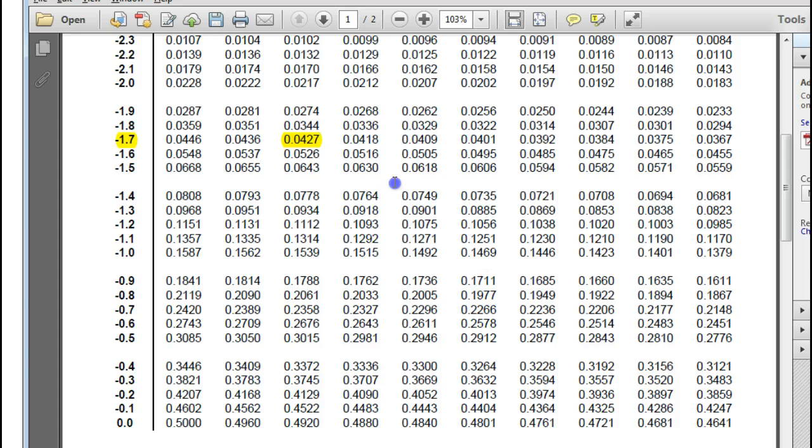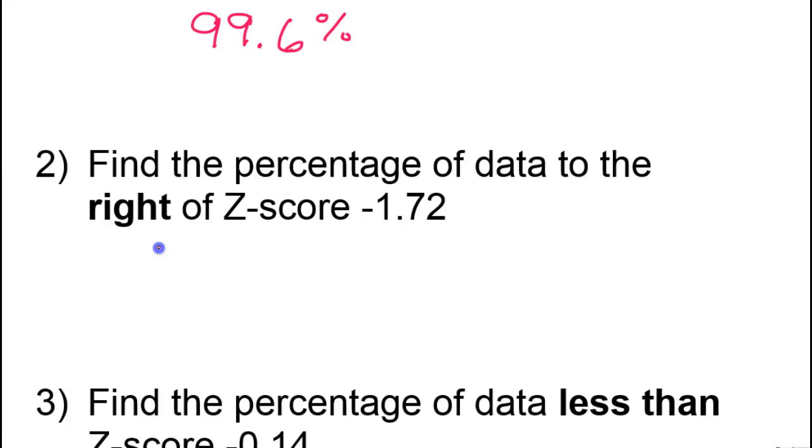Okay? So what is that as a percent? 4.27%. Keep your eyes open. 4.27%. Now, like we said, what do I have to do with that value? I'm going to have to subtract from 100.